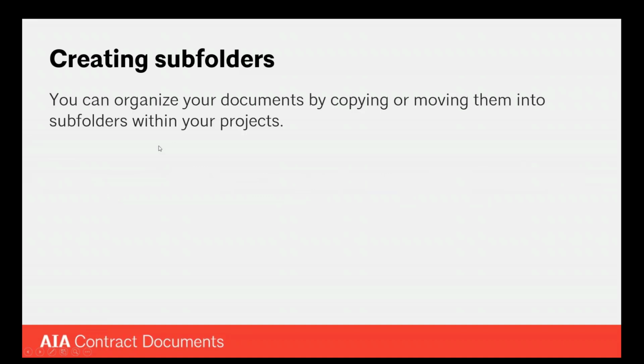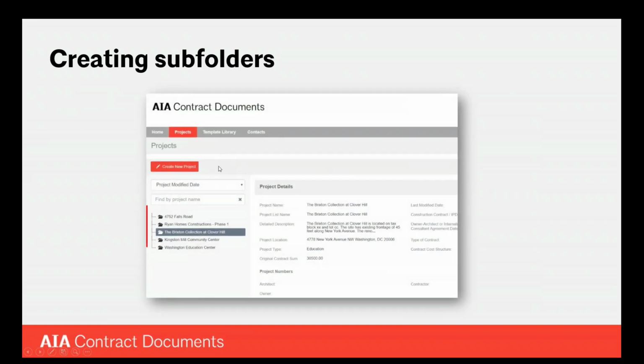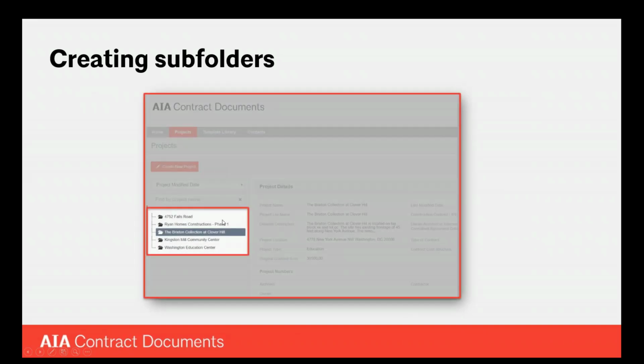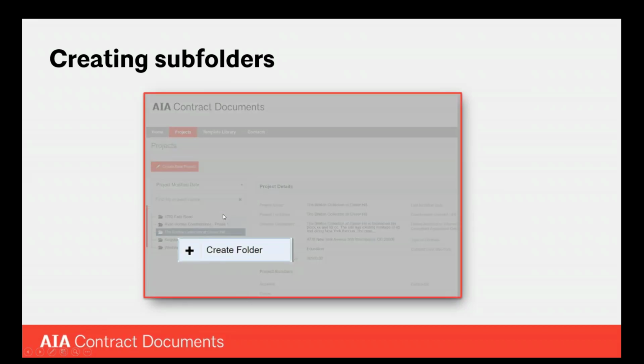The first thing I wanted to show you was creating subfolders. You can create subfolders within your project folders, and you can either move your documents into those subfolders or create copies to organize your different documents. You do that by going to the Projects tab and right-clicking on your project title, which gives you the option to create a folder. We're going to see the difference between moving and copying a document in a live demonstration in just a second, and how you can best use these subfolders to organize your project.